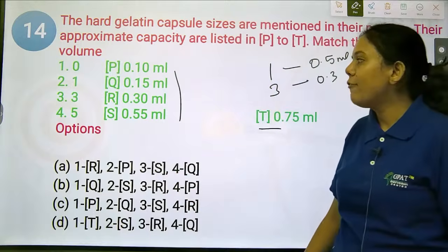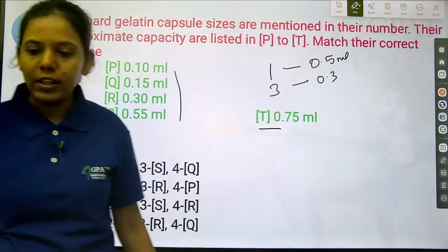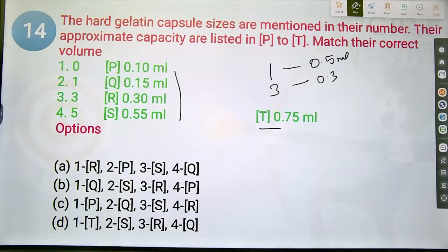So here you can see first is 0.55, which is near to that 0.55. So here you can see first is S, right? Second is, you can see 0 is there, 1 is there, 3 is there, and 5 is there. As I told you, 0.3 you can remember, so this is R. So where you can see R, option B and option D, right? Either of them will be the right answer.